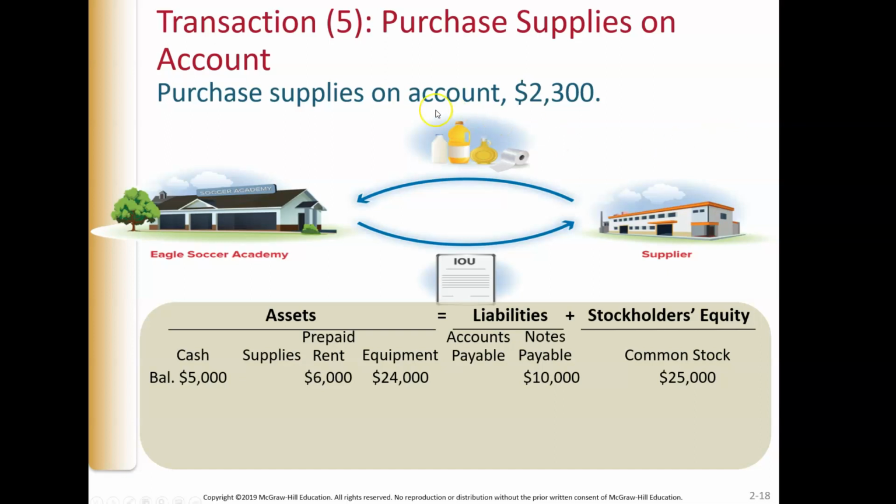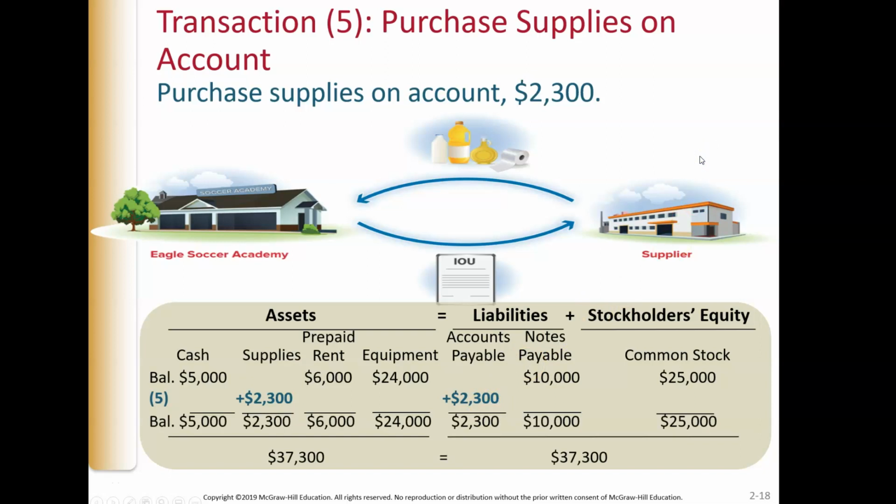The other tricky thing about this one is this on account. We did not pay cash. We charged it to our account. How do we handle that? Well, if we purchase supplies on account, our supplies asset went up by $2,300, but so did our accounts payable. That went up by $2,300. We did not pay cash yet. Later, we'll pay this $2,300. But for now, it's sitting in accounts payable. We still balance.